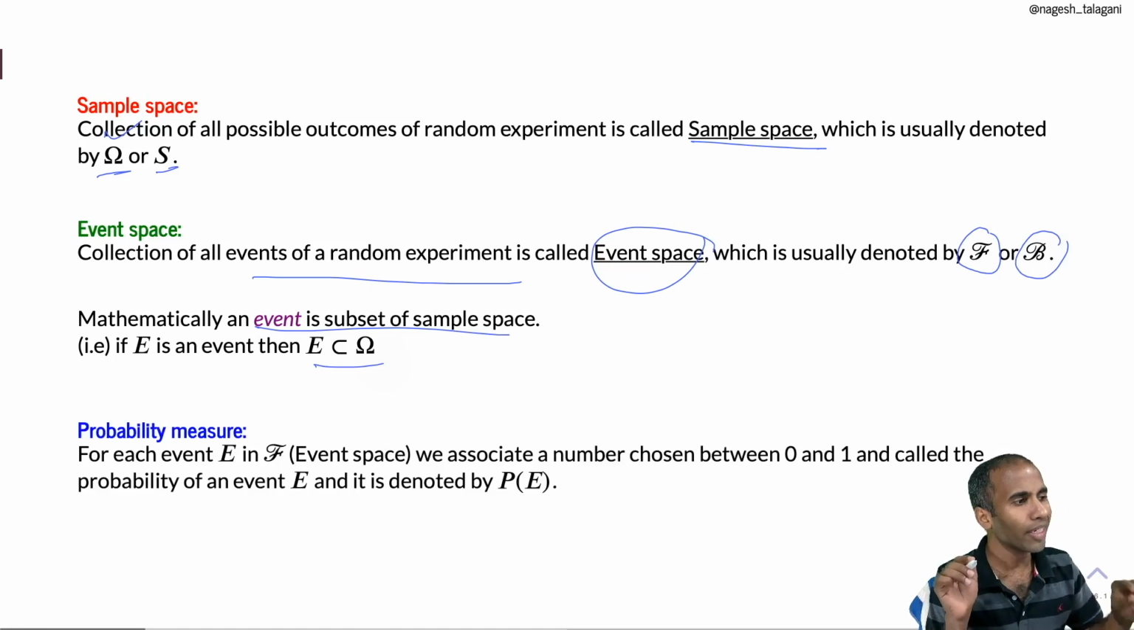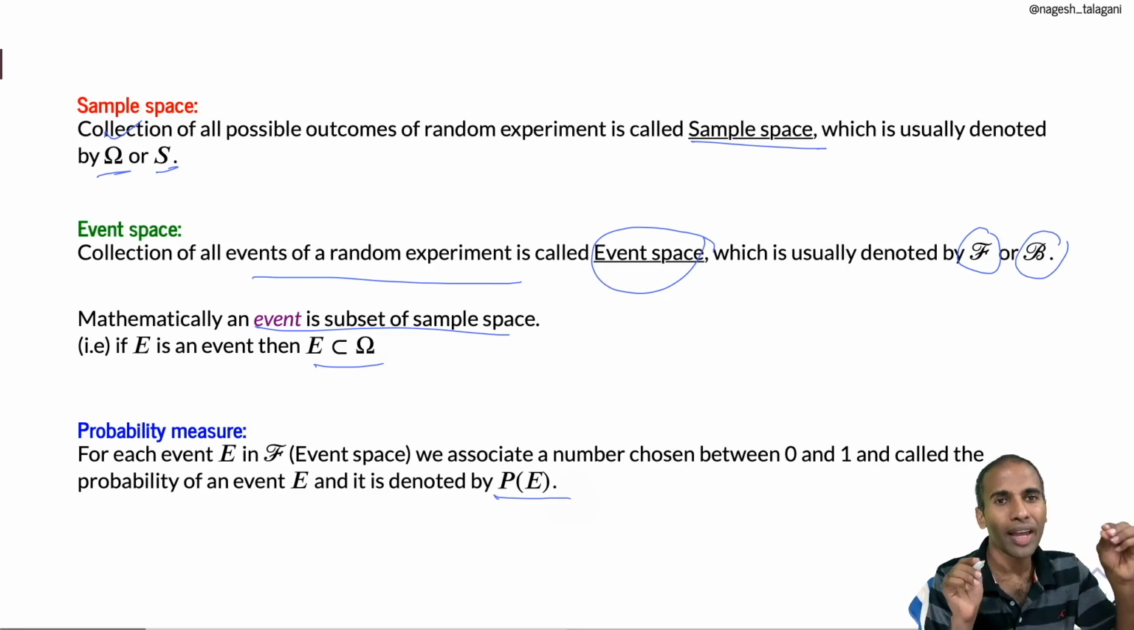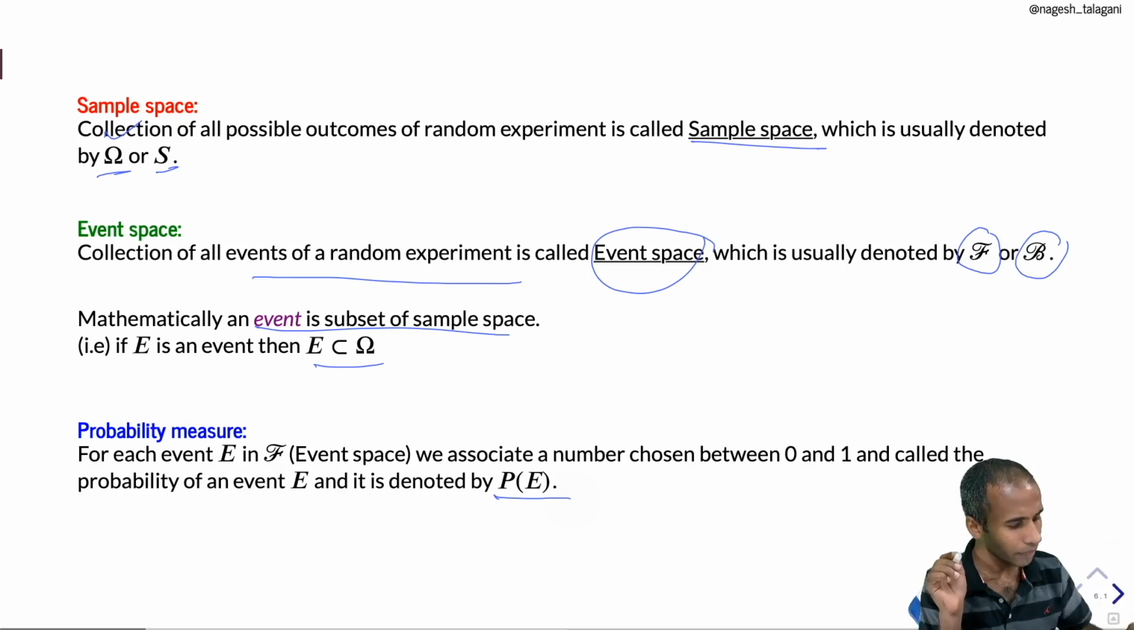And the next component is the probability measure, or you can say probability function. For each event in the event space, we associate a number between 0 and 1 called the probability of an event E, and it is denoted by P of E, which measures the likelihood of the event to occur. The more likely the event is, the closer to 1 the number is.